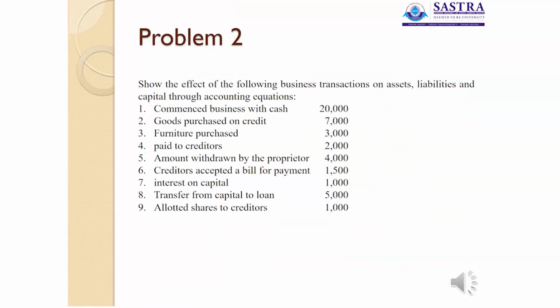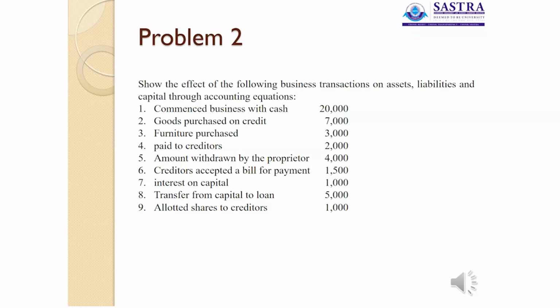Now, the next problem relates to the accounting equation. Show the effect of the following business transactions on assets, liabilities and capital through the accounting equation. Commenced business with cash, rupees 20,000. Goods purchased on credit, rupees 7,000. Furniture purchased, rupees 3,000. Paid to creditors, rupees 2,000. Amount withdrawn by the proprietor, rupees 4,000.